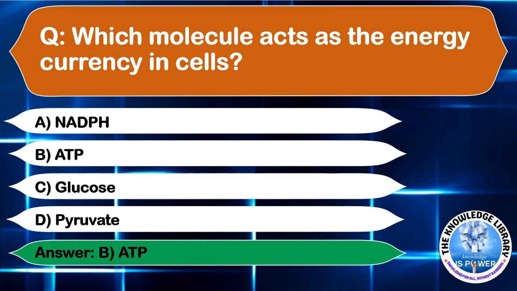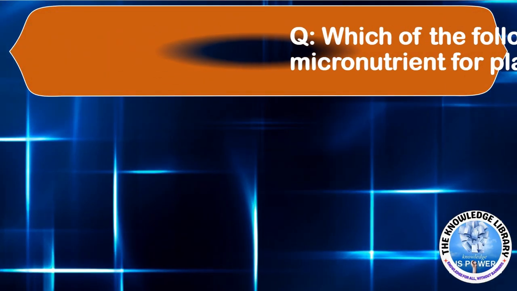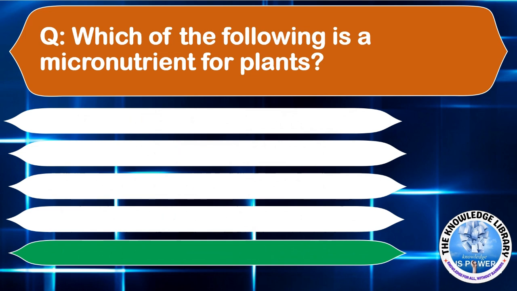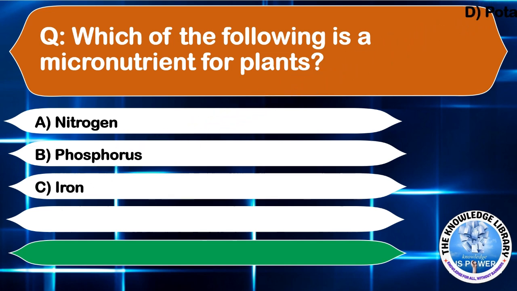Moving to the next question. Which of the following is a micronutrient for plants? Option A, nitrogen. Option B, phosphorus. Option C, iron. Or option D, potassium. The correct answer is option C, iron.